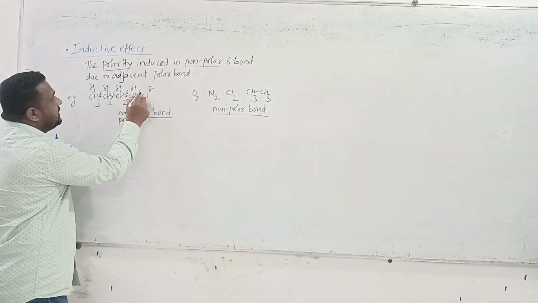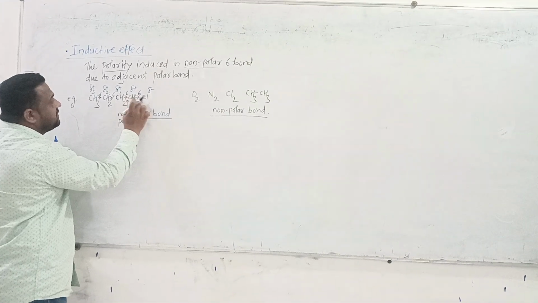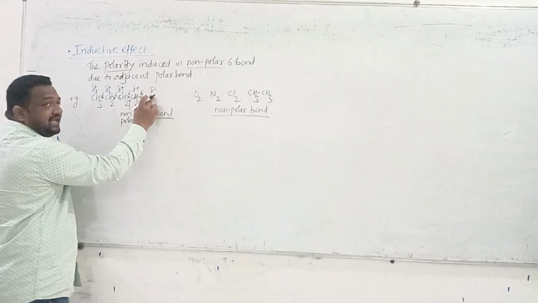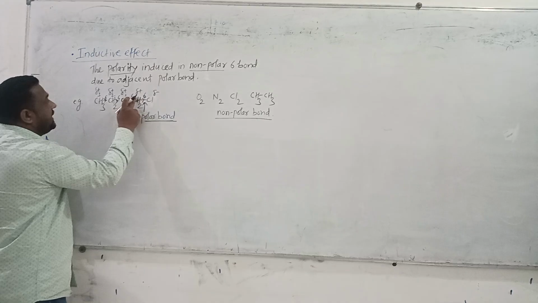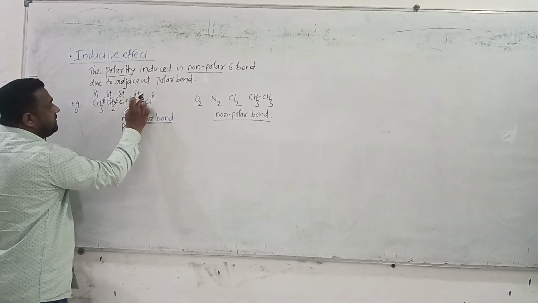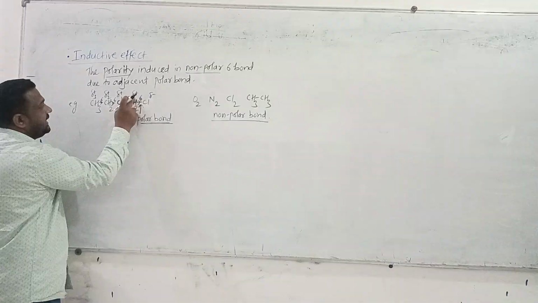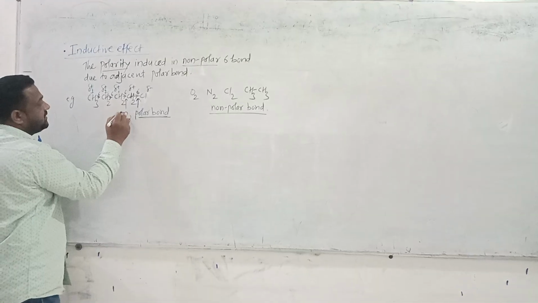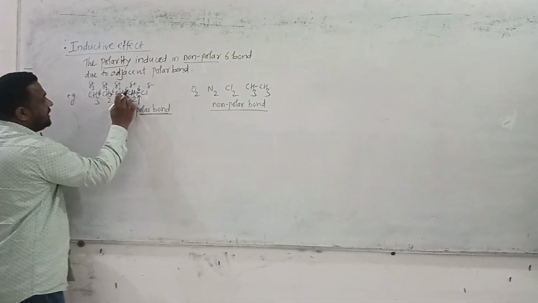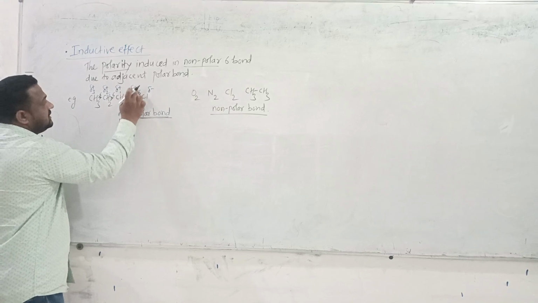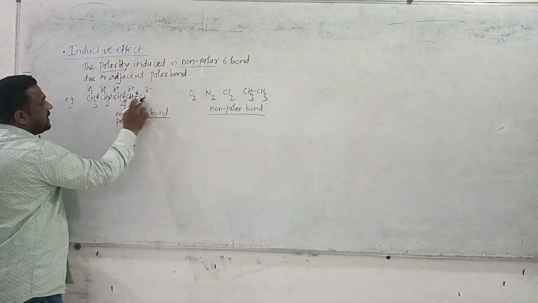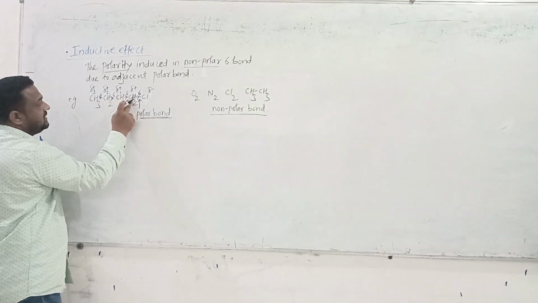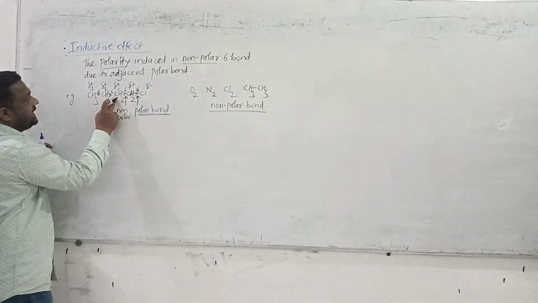This carbon-chlorine bond is polar because of the electronegativity difference between carbon and chlorine, so it is a polar covalent bond. Chlorine withdraws electron density and acquires a negative charge, carbon acquires a positive charge, and this bond becomes polar. This carbon is electron deficient, so it again withdraws electrons from the next carbon. The carbon-carbon bond was non-polar, but due to the withdrawal of electrons, the next carbon-carbon sigma bond becomes polar.